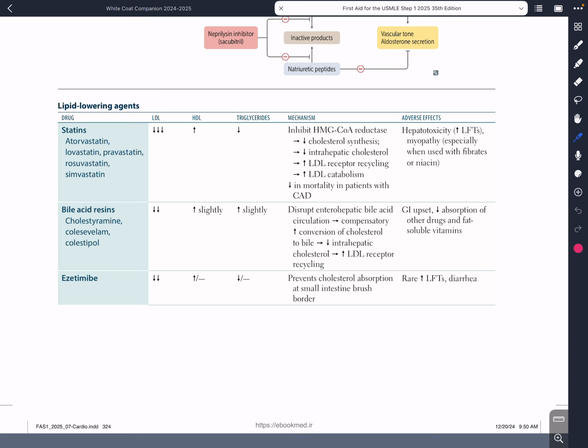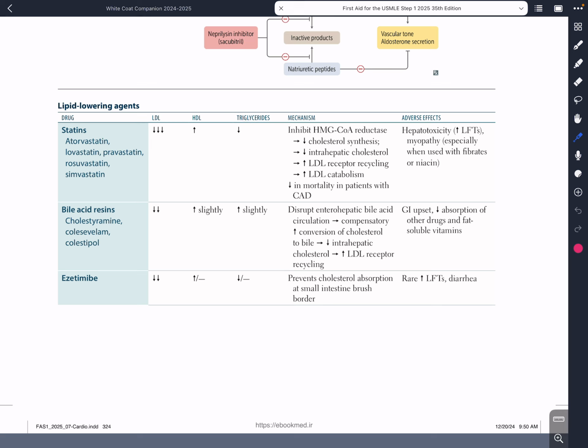So statins: the main drugs are atorvastatin, lovastatin, pravastatin, rosuvastatin, simvastatin. Usually in clinics, you get a prescription of atorvastatin or rosuvastatin. These are high intensity statins. They hugely decrease LDL and increase HDL, the good lipid, high density lipoprotein. However, LDL is decreased a lot. And statins also decrease triglycerides.